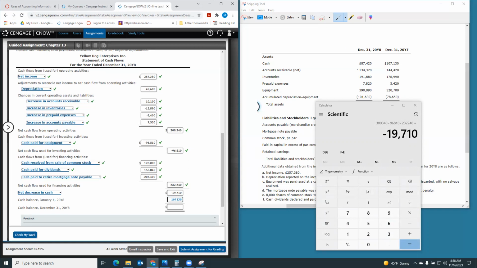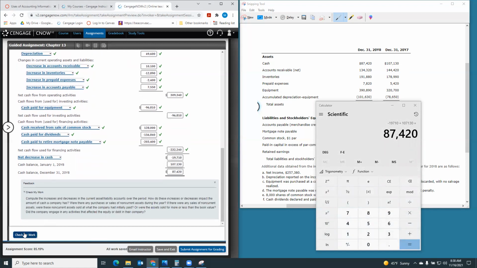And then we can see what the cash should end up being at the end of the year, December 31st of 2018. So what we do is just add these two together. We have our decrease in cash and our cash balance. So negative 19,710 plus 107,130. And if we did it right, it should come out to our cash at the end of the year, 87,420, which it does. So that's a good sign that we did everything right.